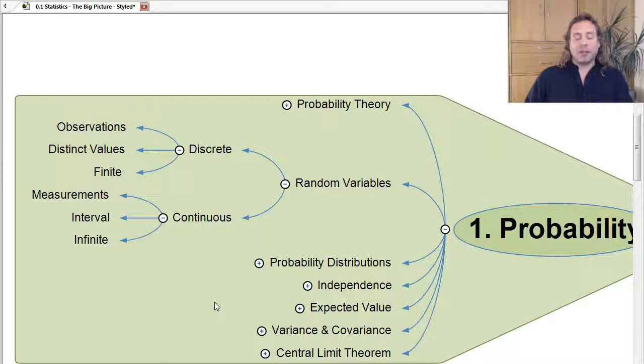So we can see that there are only two types of random variables. There's discrete and there's continuous. What do I mean by these? Well, when I talk about statistics, I tend not to use statistical jargon. So when I hear discrete, I think categorical. It's categorical data, and categorical data is not measured, it's observed. It takes distinct values, such as male or female, and these values are finite.